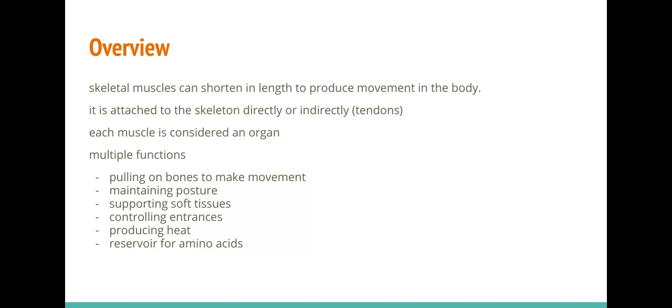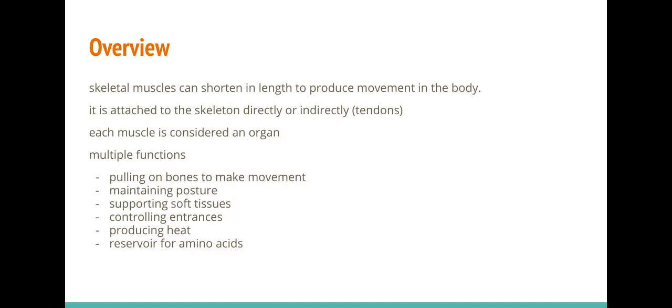Muscle tissue is attached to the skeleton directly or indirectly, and that can be through tendons. And even though it's mostly made up of skeletal muscle tissue, there's going to be other connective tissue, nerves, and blood vessels associated with that tissue. Therefore, each muscle is considered an organ.